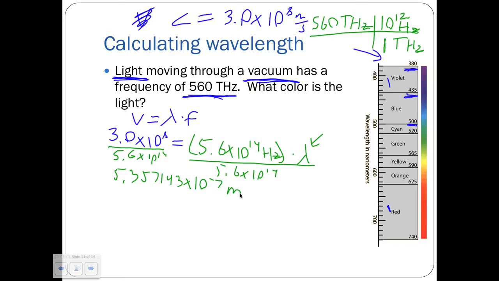Well, let's look at our table over here, our illustration. It has the wavelength, but it's in nanometers. So we're going to have to do another unit conversion. We're going to take this value right here and set it up. We want to get rid of meters and go to nanometers. Same as we did before, nano is 10 to the negative 9th, so we put 10 to the negative 9th meters over there. That should cancel out meters and get us to nanometers. Now it's just a matter of doing the math: 5.35714 times 10 to the negative 7th divided by 10 to the negative 9th.